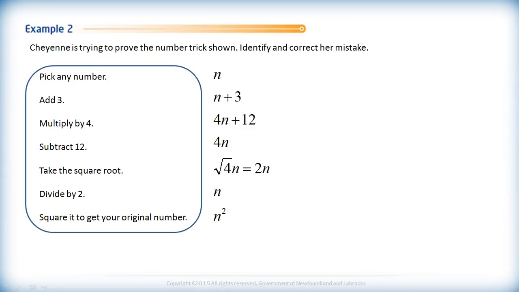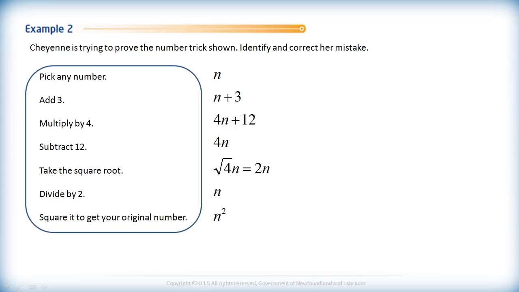Cheyenne. That's a nice name. Cheyenne is trying to prove the number trick shown. Identify and correct her mistake. Okay, so the number trick says, pick any number, add 3, multiply by 4, subtract 12, take the square root, divide by 2, square it again to get your original number.